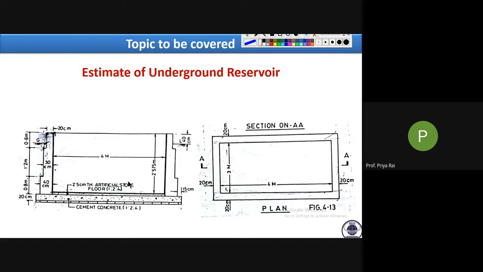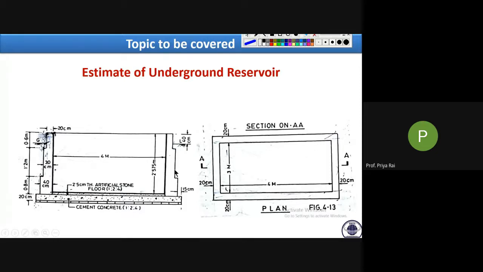Then for different items of work, we will calculate the quantity. For example, what is the volume of earthwork? Or if it is made of brick, then what is the volume of brickwork required for the construction of this reservoir? All these things you have to identify from this diagram itself.